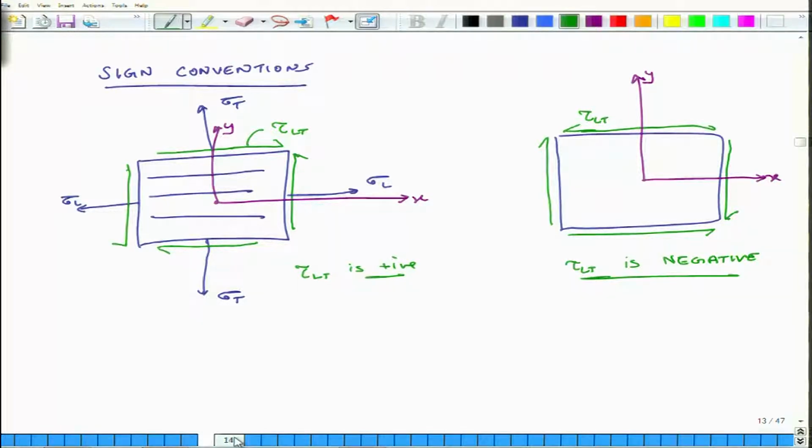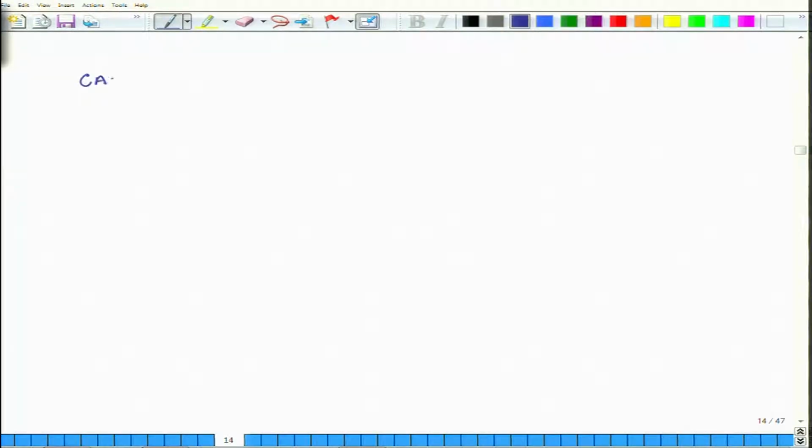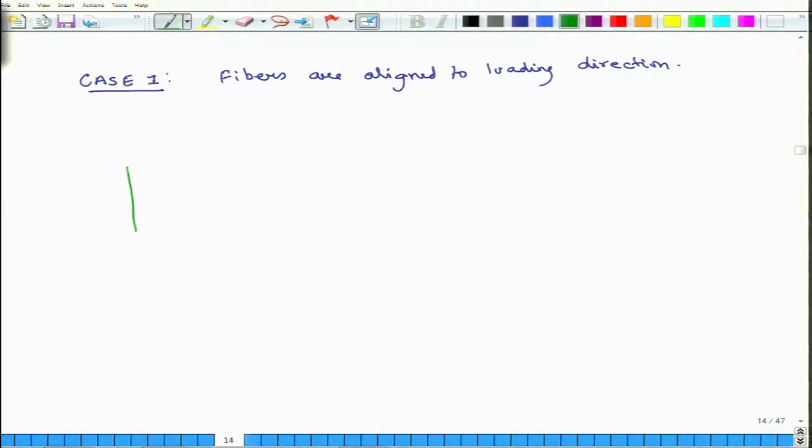So, we will consider two cases. Case 1, fibers are aligned to the loading direction. Here in case 1 we will have two different cases. So, this is case 1A, fibers are aligned to the loading direction.